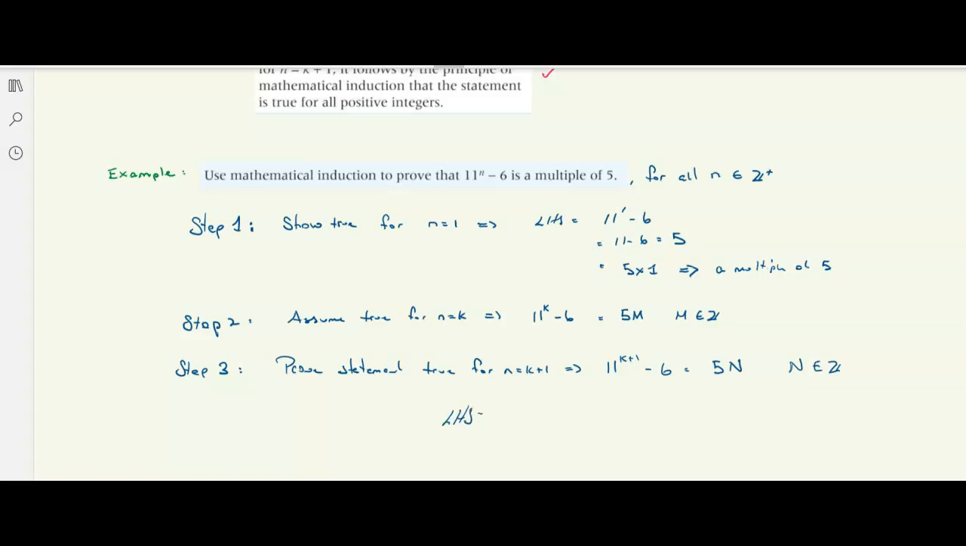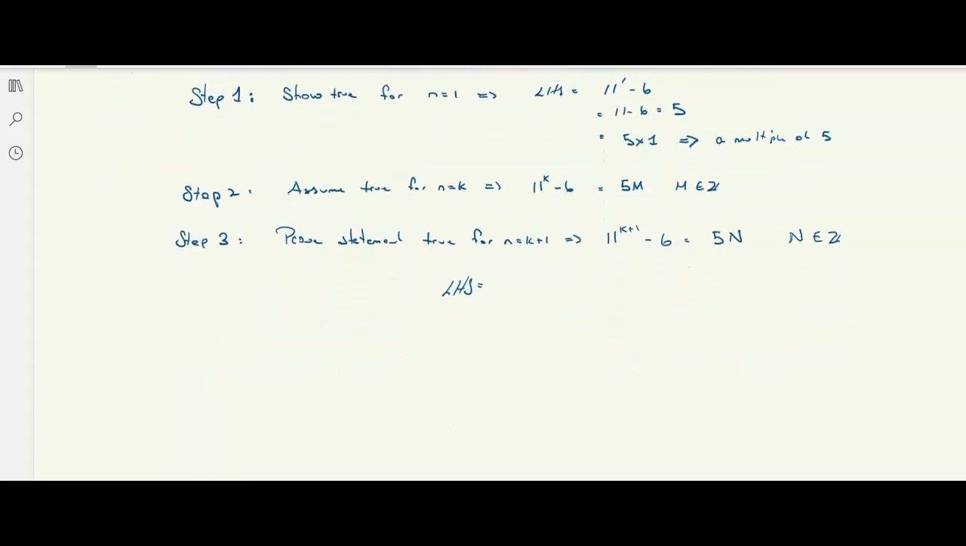Left-hand side is equal to... So we're working with this, and we're trying to build in this guy here. Right, so how can we do that? Well, 11 to the k plus 1, there's some relationship there. 11 times 11 to the k minus 6. Would you agree? The left-hand side is 11 times 11 to the k minus 6.